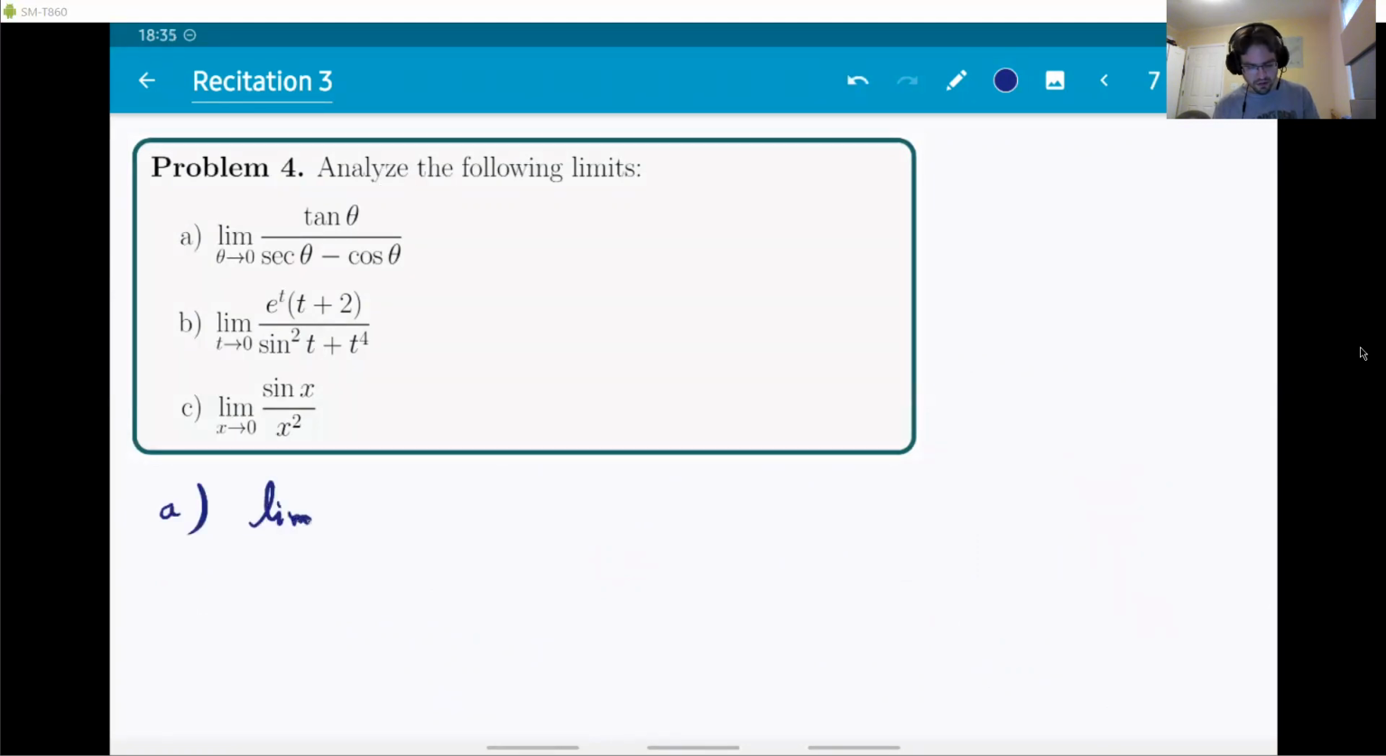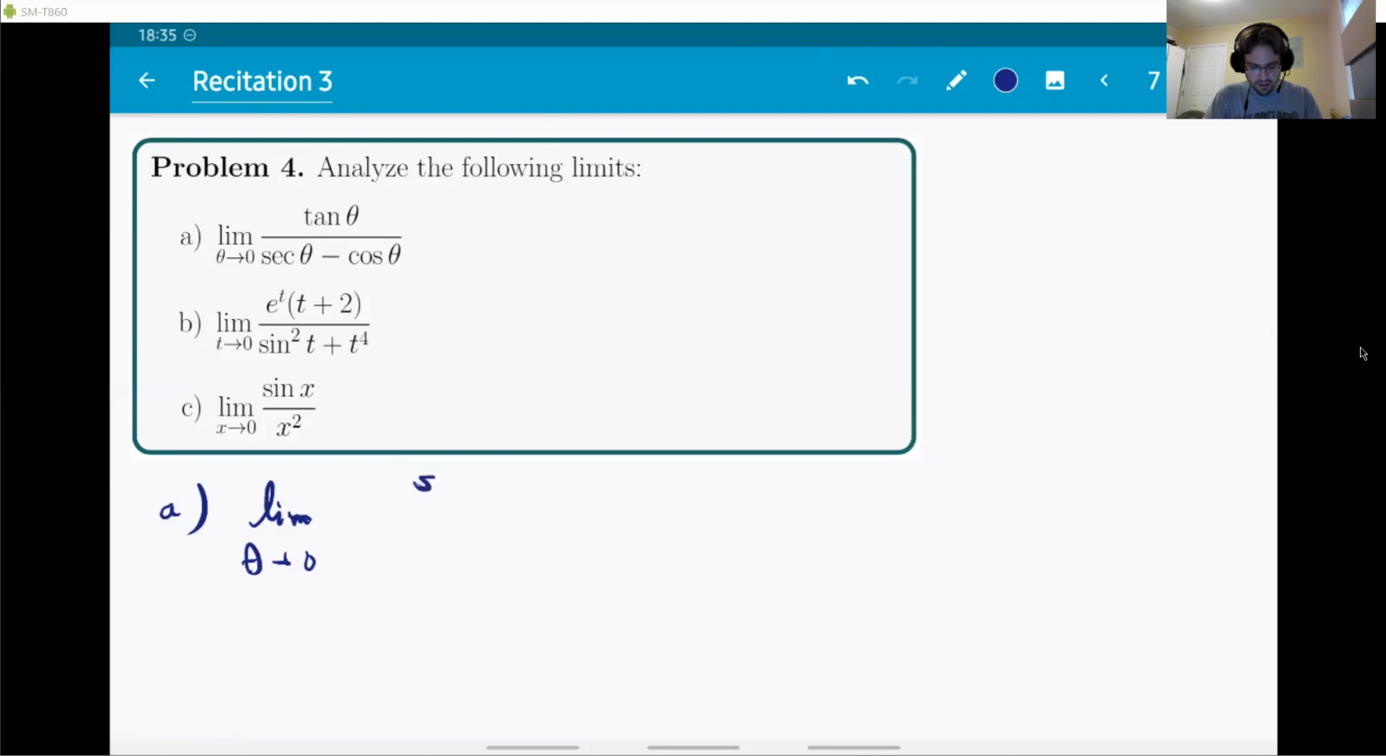What you should be thinking about in A is that because this is all a bunch of trig functions, try to rewrite them using only sines and cosines and simplify as much as possible. I mean, that's at least after you have tried to plug in. But if you plug in theta equals 0 here, you'll see both cosine and secant of 0 are equal to 1. And then 1 minus 1 is 0. So there is a 0 in the denominator, but also a 0 in the numerator with the tangent. So you need to simplify somehow. And that's what I'm going to do.